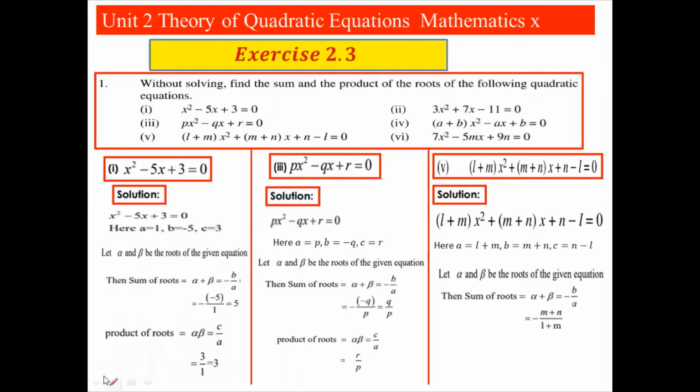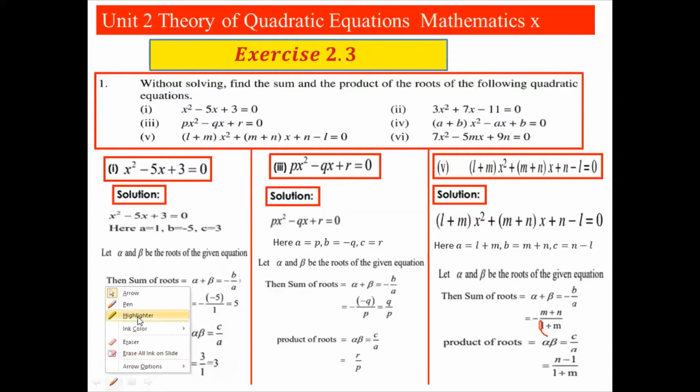So this is L. So just L plus N. Now the product of the root is C by A, and C is N minus L, and this is L plus M. So this value must be equal to N minus L, this is L and this is also L.